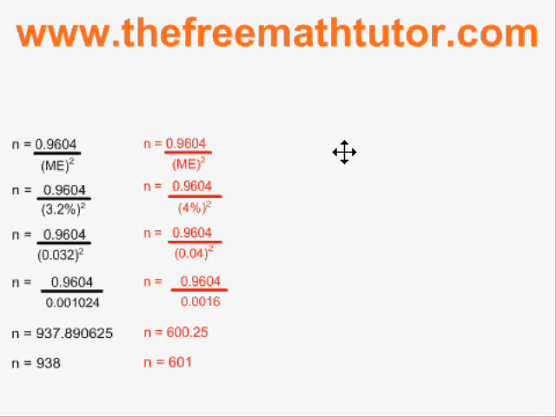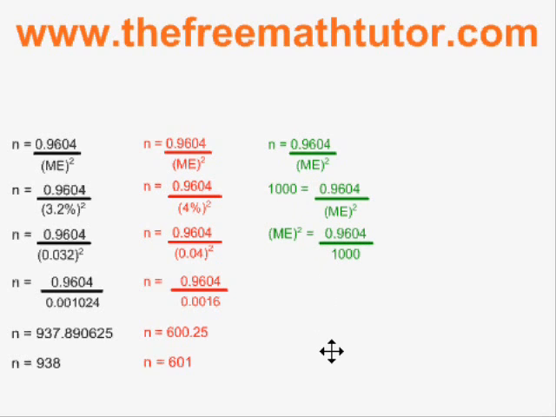What if we are looking for the margin of error and we know the sample size? If we have a sample size of 1,000, plug it into the n position in the formula, and then we do what I call the trade. Since our unknown is in the denominator, we trade that denominator with the value on the left of the equals. And we end up dividing 0.9604 by 1,000. This will give us this value.